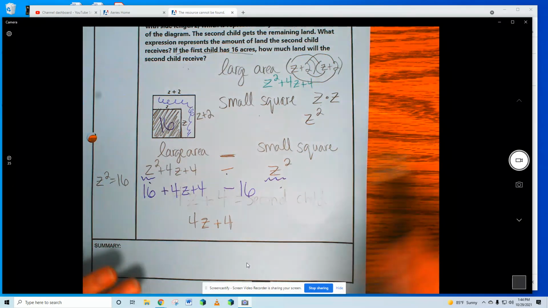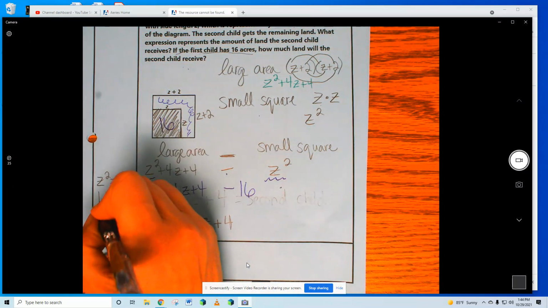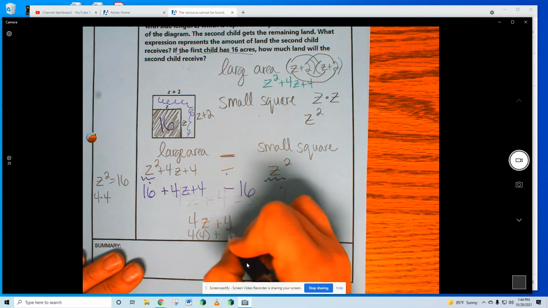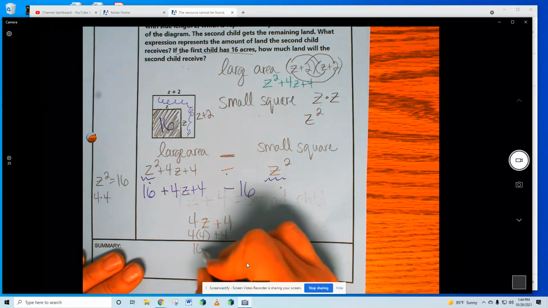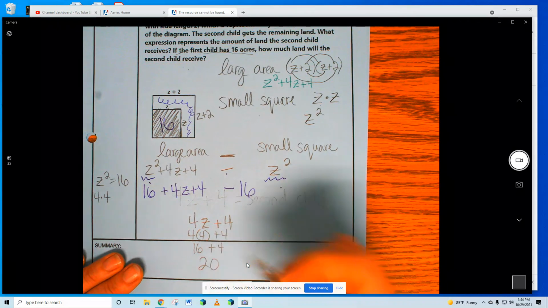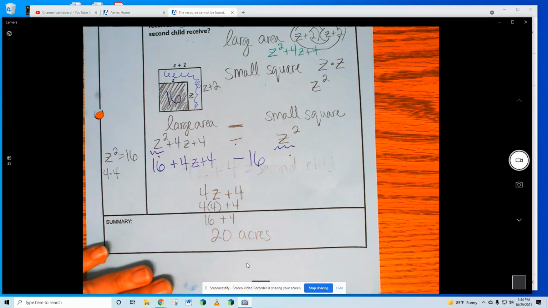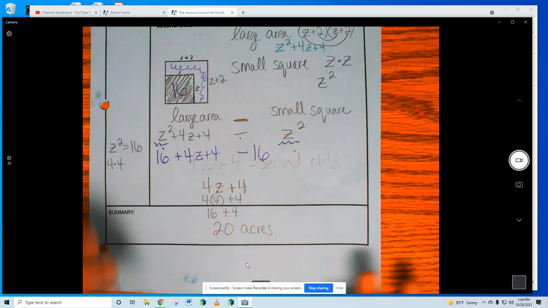16 is 4 times 4, isn't it? So 4 times 4 plus 4. 16 plus 4, 20 acres. Are the calculations correct on this one? I feel that they are. Yes.